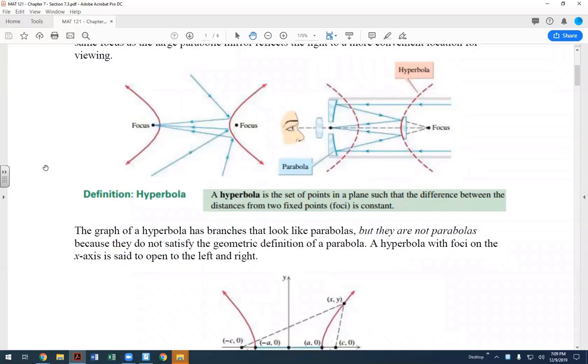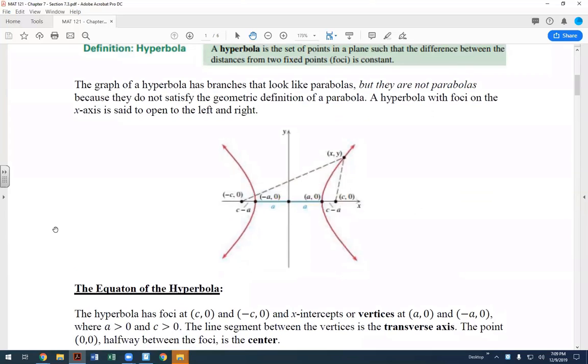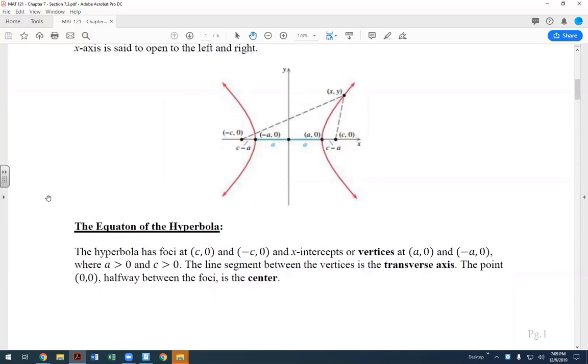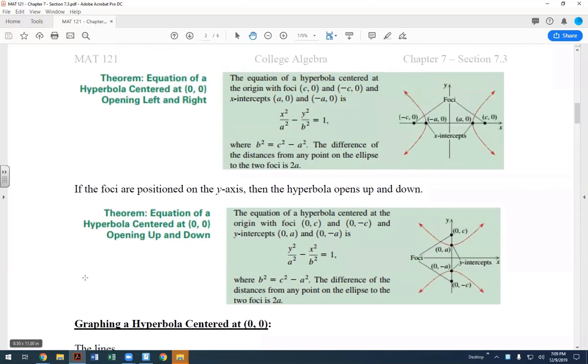So the definition of a hyperbola is a set of points in the plane such that the difference between the distances from two fixed points is constant. You can of course have hyperbolas that open left and right, which means our focus will fall on the x-axis. But you can also have hyperbolas that open up and down, which means your focus will fall on the y-axis. Now look at how these equations compare to our equations for ellipses.